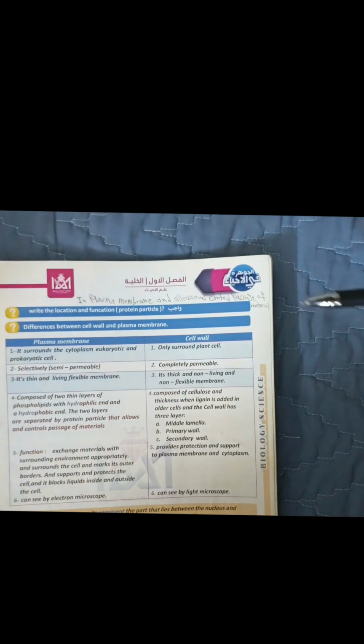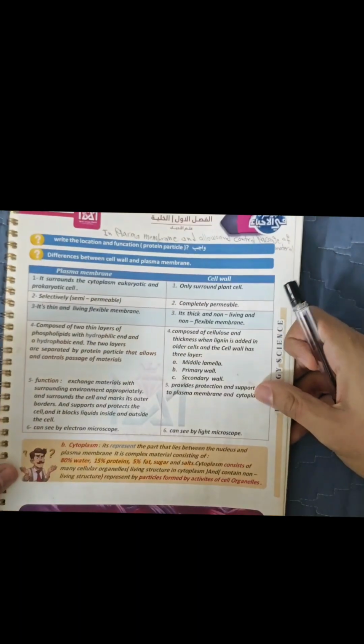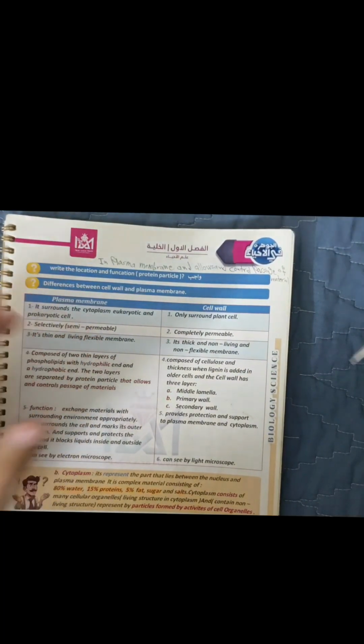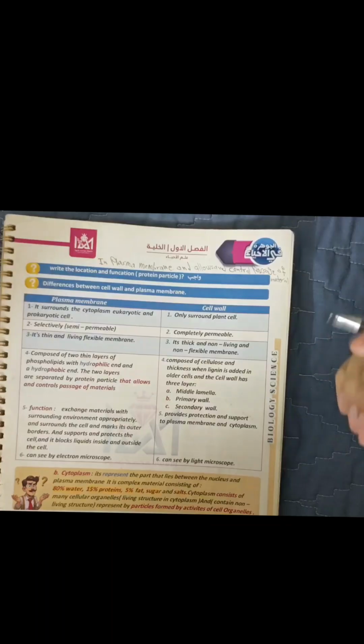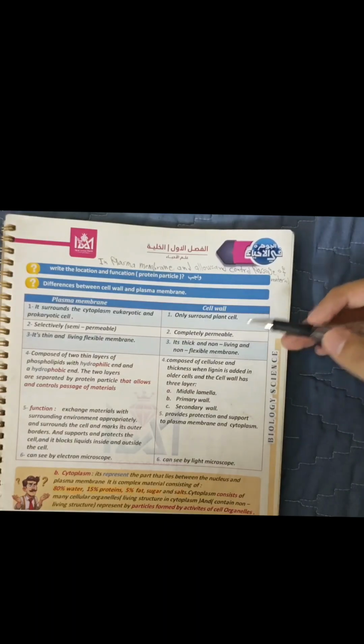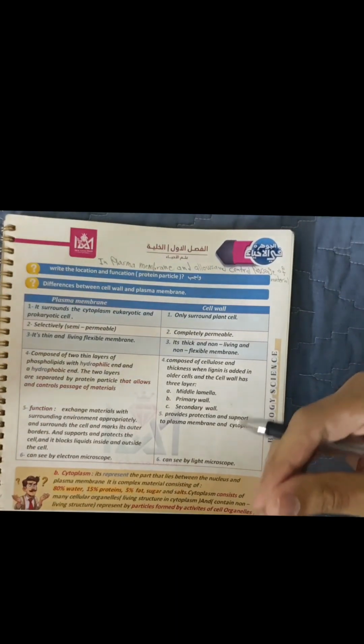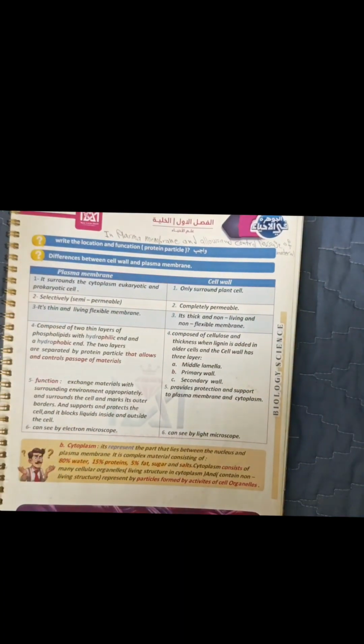Now it says difference between cell wall and plasma membrane. Let's see the differences. Here it says the plasma membrane surrounds the cytoplasm, in eukaryotic and prokaryotic cells. The cell wall only surrounds plant cells. Plasma membrane is selectively semi-permeable. That means it's kind of jelly-like, gooey. The cell wall is completely permeable, which basically means it's completely water-like, like liquid completely. It says here the plasma membrane is a thin, living, flexible membrane.